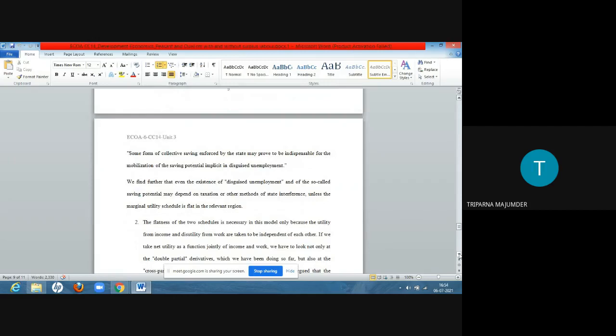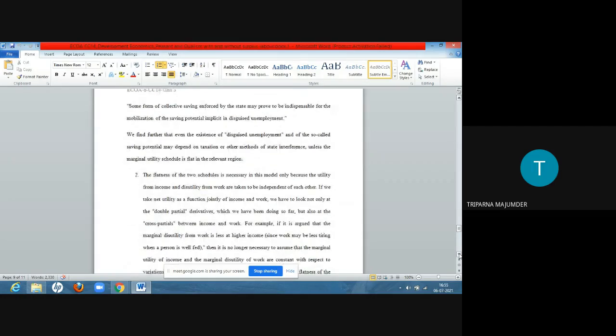We find further that even the existence of disguised unemployment and of the so-called saving potential may depend on taxation or other methods of state interference unless the marginal utility schedule is flat in the relevant region.